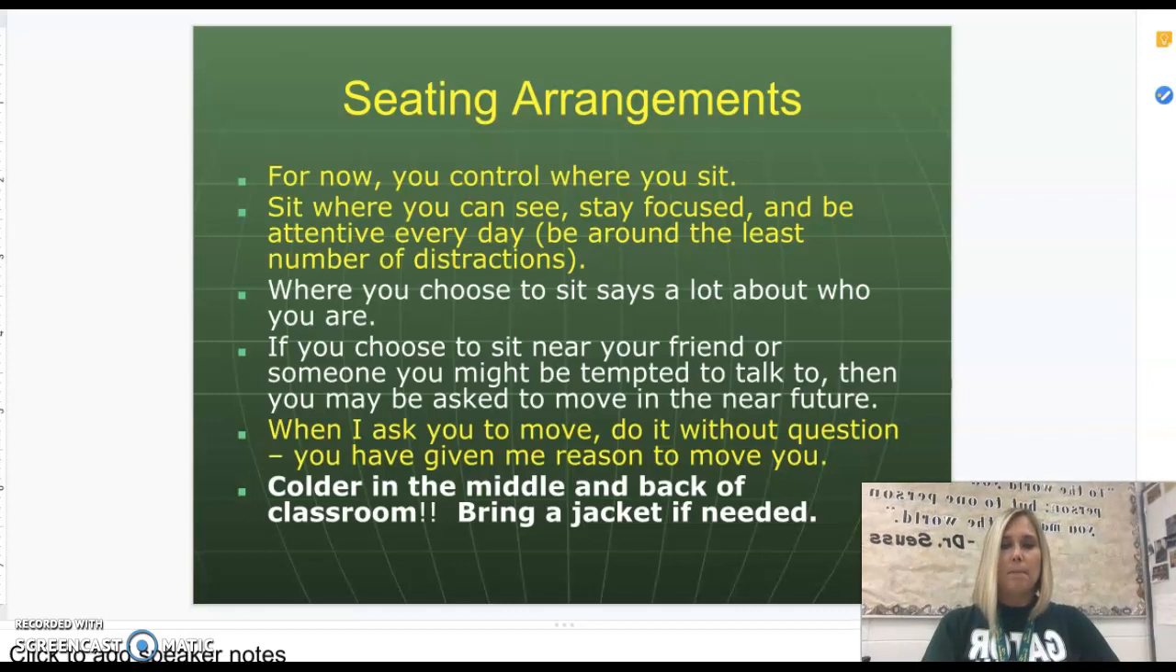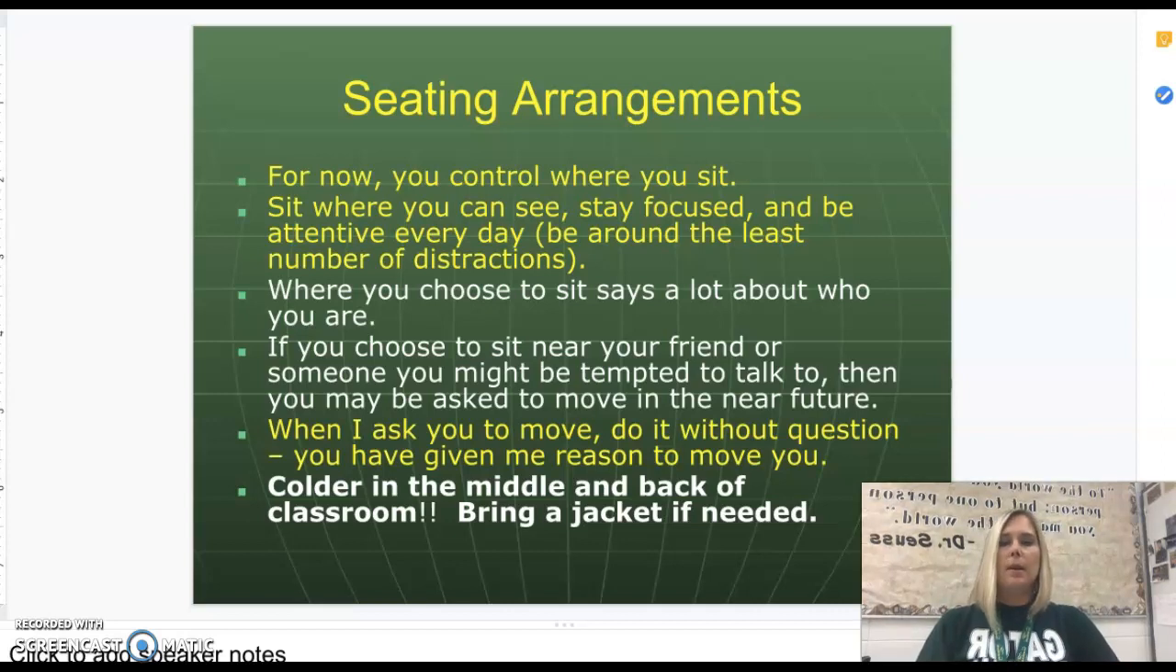If I do have to move you, make sure you do it without question, because you have given me reason to move you. That is usually why I have to move students, unless you're truly in a seat that I really need for someone else. That's happened too. So sometimes I may move you. You've done nothing wrong, but I really need your seat for one of those students who is being asked to move. They're basically begging me to move them because they're not doing the appropriate thing.